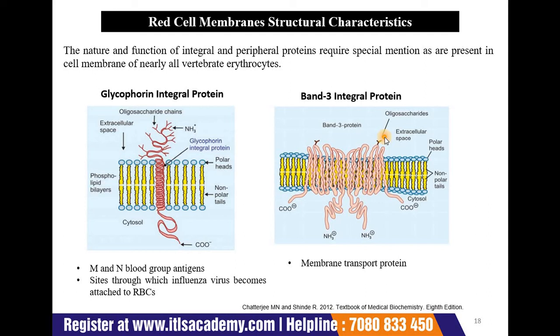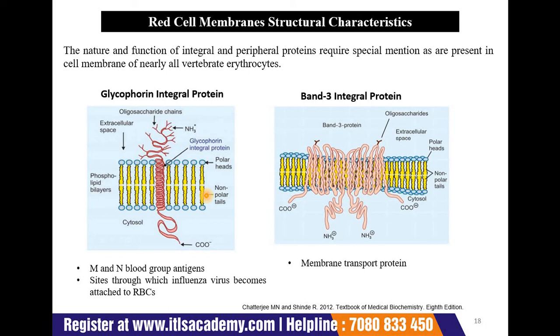So glycophorin integral protein, if you look at the structure here, has an N-terminal and a C-terminal on the opposite side. These are basically glycoproteins which contain 60% carbohydrate by weight, in which the oligosaccharides bound to glycophorin are linked to serine, threonine, and asparagine residues. Red blood cell membrane contains about 6 into 10 to the power 5 glycophorin molecules.